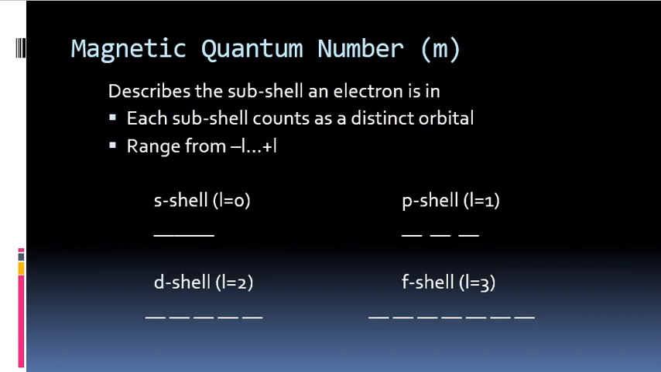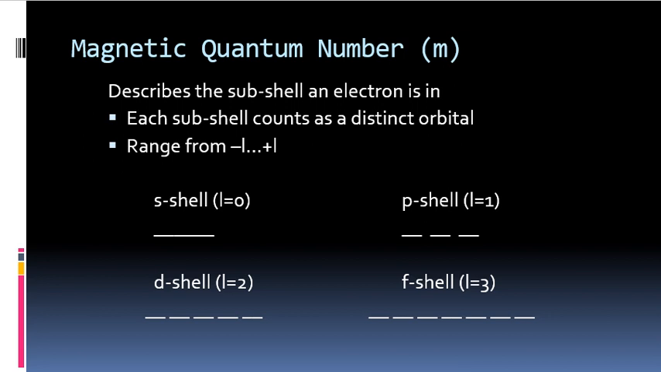Now, going on to the third of the 4 quantum numbers would be the magnetic quantum number. This quantum number is important because it essentially tells you which subshell, which is in fact an orbital, an electron is in, and the values that m can be range from positive to negative L.